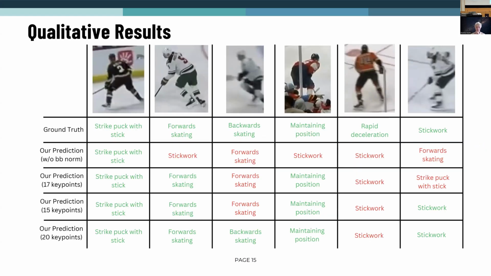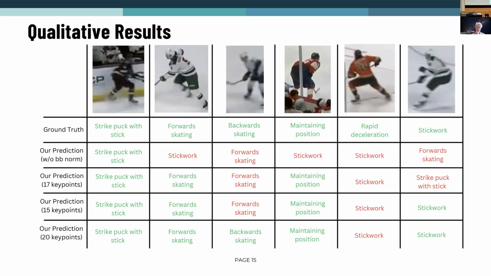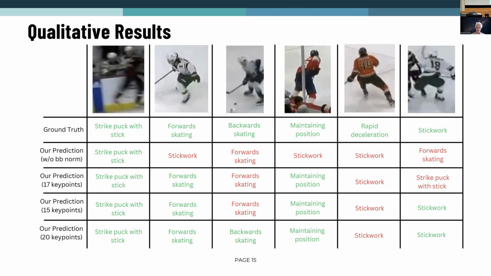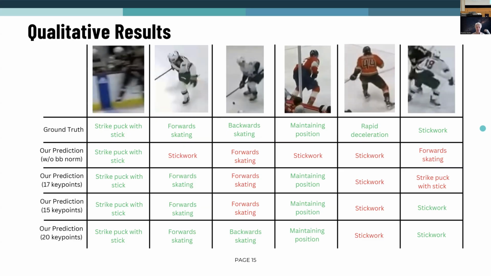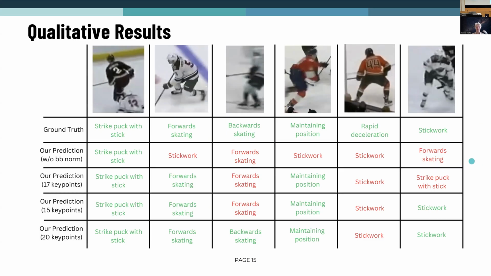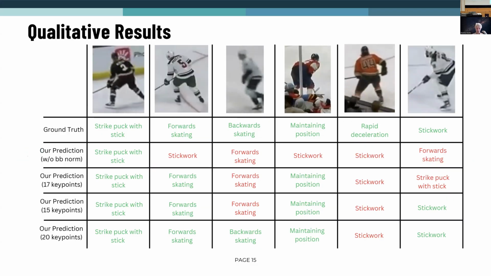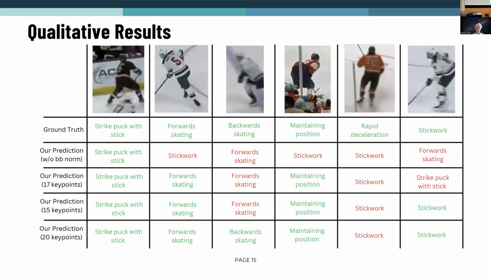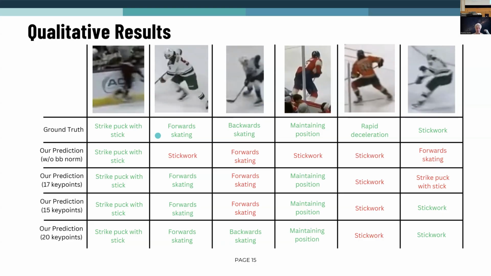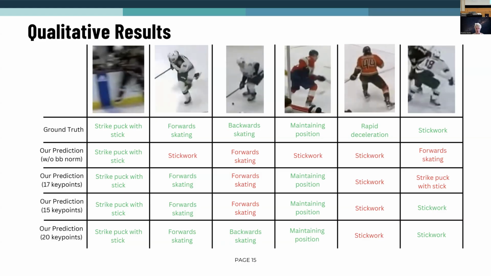So this slide shows qualitative predictions across 6 representative hockey actions using different model configurations. As you can see, ground truth labels are in green, while incorrect predictions are in red. Without bounding box normalization, the model struggles with subtle distinctions. For example, it misclassifies forward skating as a generic stick work due to inconsistent player scale.